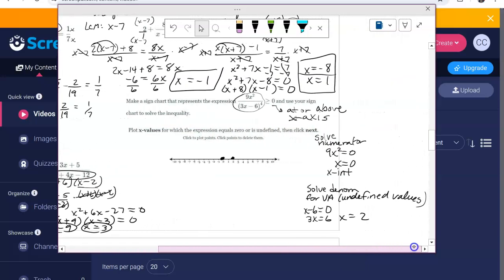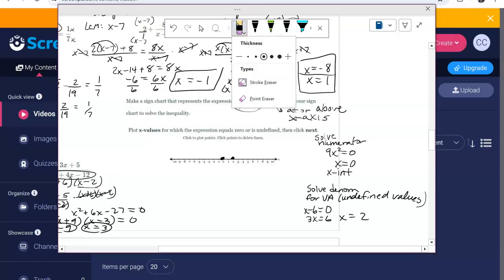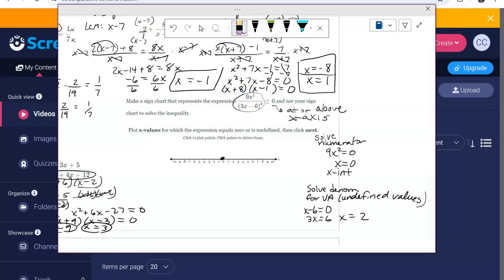There we go. Let's do that. That's better. Okay, I wanted to make this an open dot because it doesn't actually touch at 2. So here's the deal. I have x values to the left and including 0. I have x values between 0 and up to 2, but not including 2. And I have x values after 2.